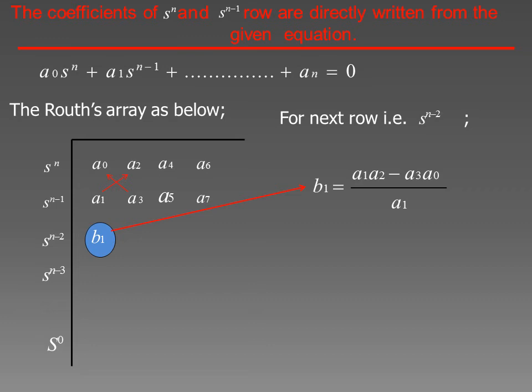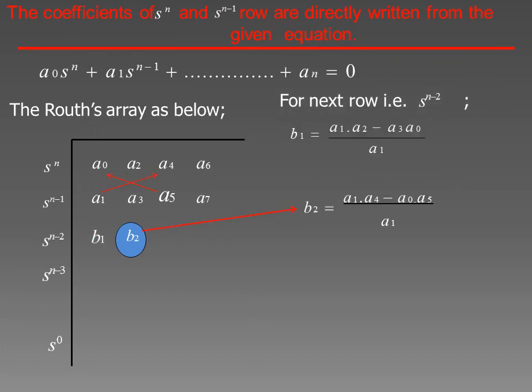Now we have to calculate b1. See, b1 is shown in a different color, blue color, and see how it is calculated. b1 is equal to a1 a2 minus a3 a0. See the arrows shown in red color. b1 is equal to a1 a2 minus a3 into a0, divided by a1. So this is how b1 is calculated.